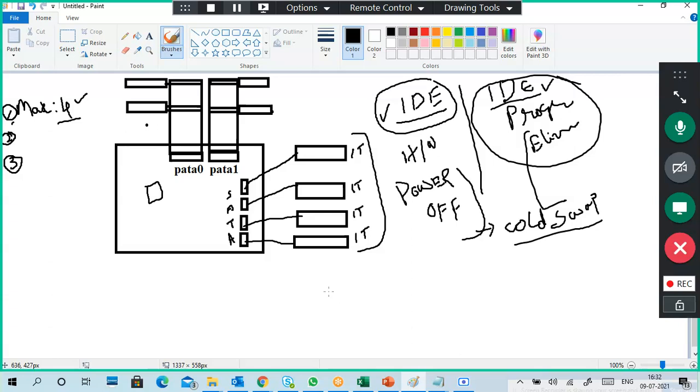You have to power off your PC, then replace the disk. You have to power off the PC, then replace the disk, right? So that is cold swappable. Our system is cold swappable. Our disks are cold swappable disks. So compulsory, you have to shut down your PC.